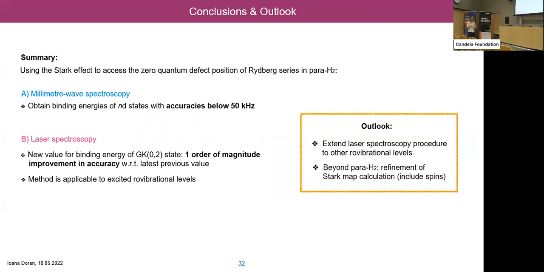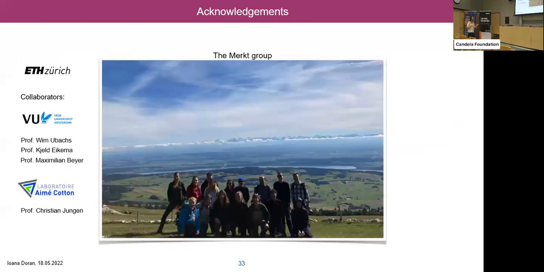So here, the next steps would be to extend this method to other low vibrational levels and also to other isotopologues or to ortho H2. So this would then involve in the first step to refine our Stark map calculation in order to include spins. So thank you to my research group, to our collaborators, and everyone for your attention.